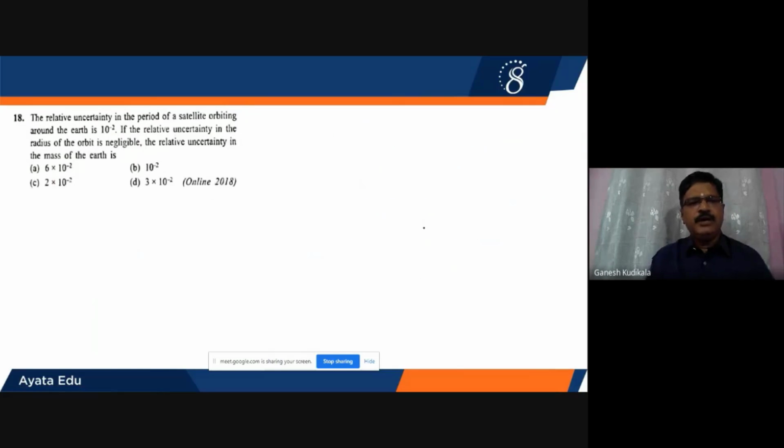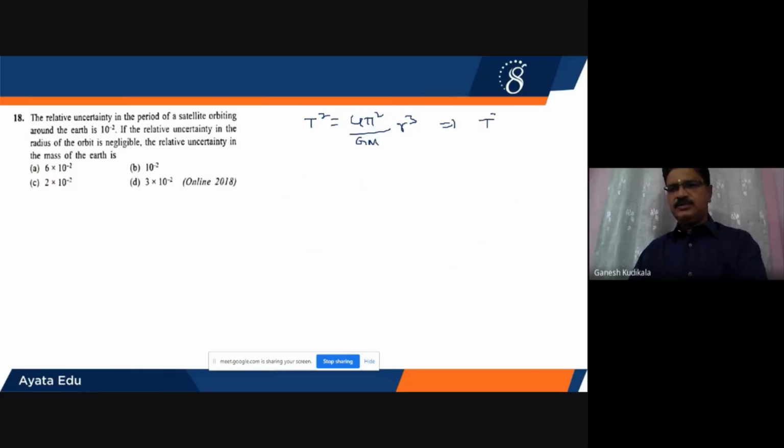Now the next question: the relative uncertainty in the period of a satellite revolving around the earth is 10 power minus 2. If the relative uncertainty in the radius of the orbit is negligible, because the radius will be very, very small, then the relative uncertainty in the mass of the earth will be? From the gravitation chapter, it is known that T square is equal to 4 pi square by G into M, where M is the mass of the earth, into R cube, which means T square is directly proportional to r cube. Kepler's third law.